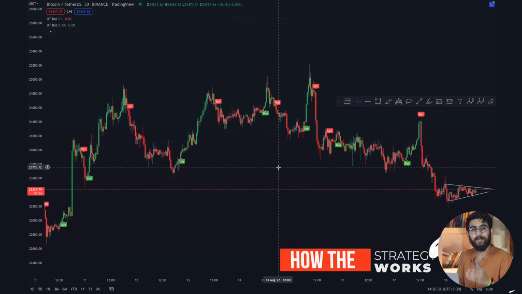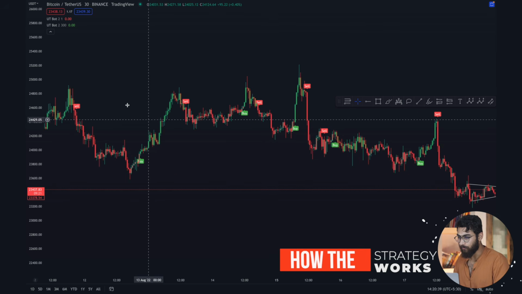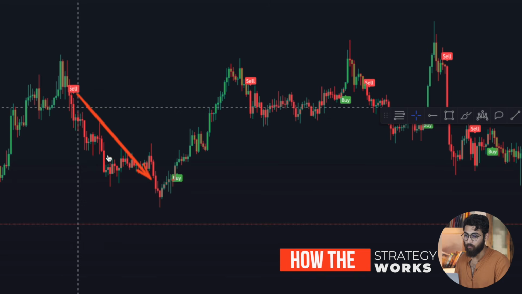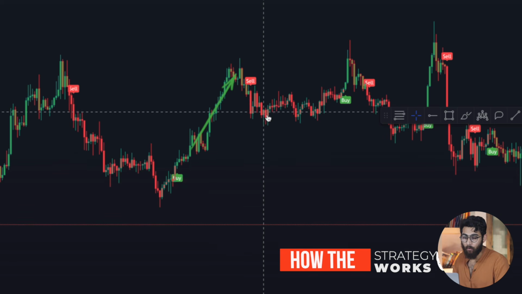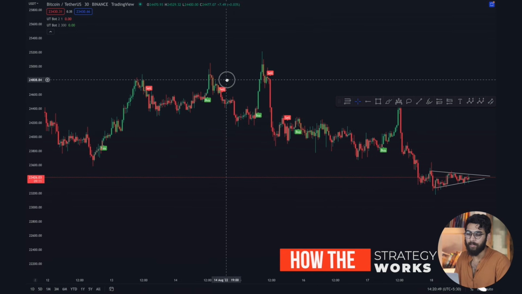Now we have the indicator added to our chart and you can see how when we are getting a sell signal, the price is moving down, and when we are getting a buy signal, the price is moving up. And it is happening almost every time except for sometimes when it is failing.